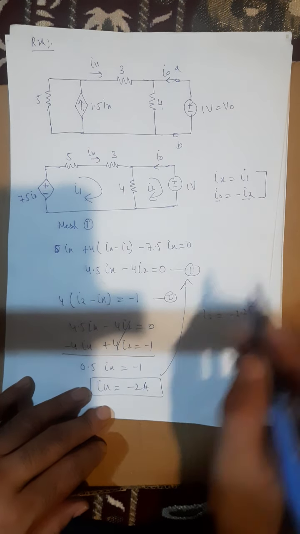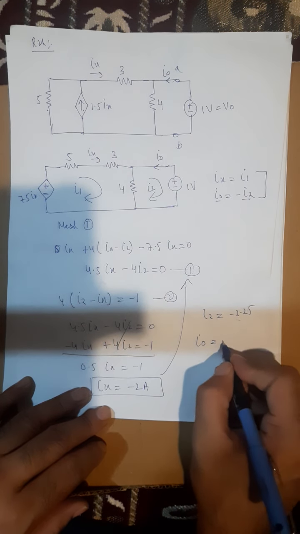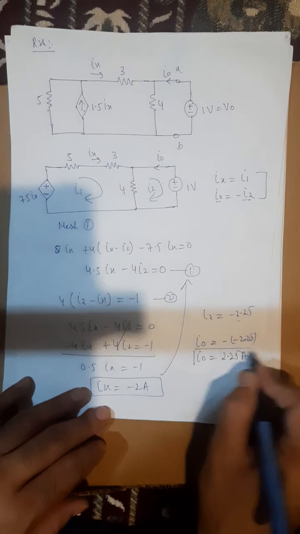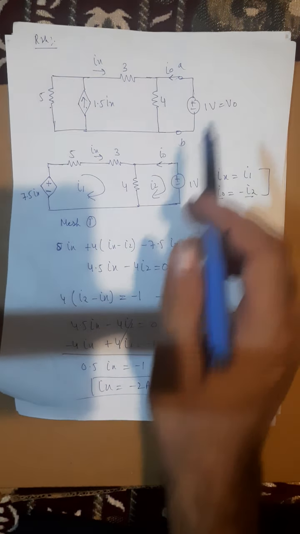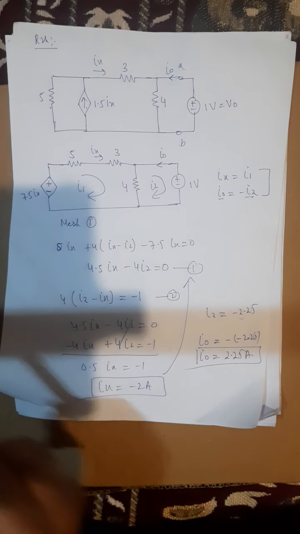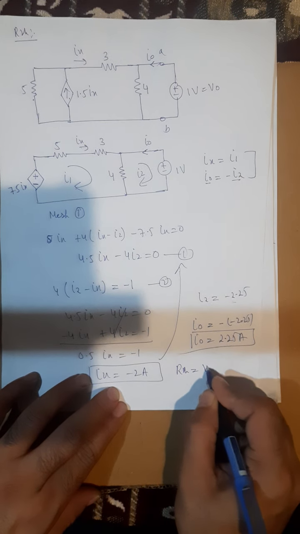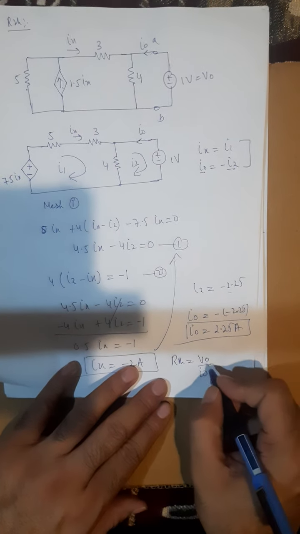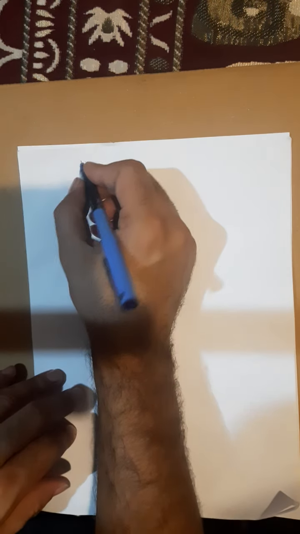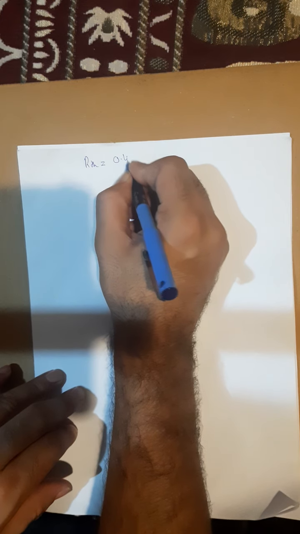But I0 is equal to minus I2. So I0 will be equal to minus I2, minus of minus 2.25. So I0 will be equal to 2.25 amperes. So you got the value of I0. You know what V0 is. V0 is equal to 1. You can simply calculate RTH, which is nothing but V0 by I0. So RTH will be equal to V0 by I0, which is given by 1 divided by 2.25. So RTH will be equal to 0.444 ohm.